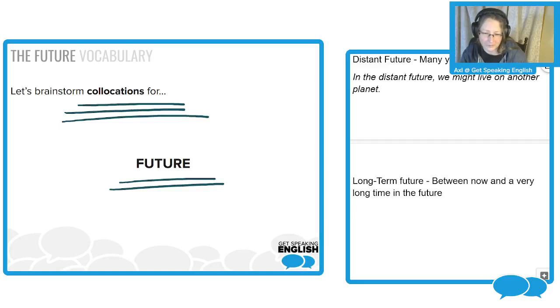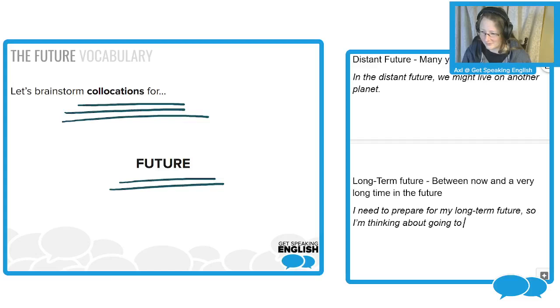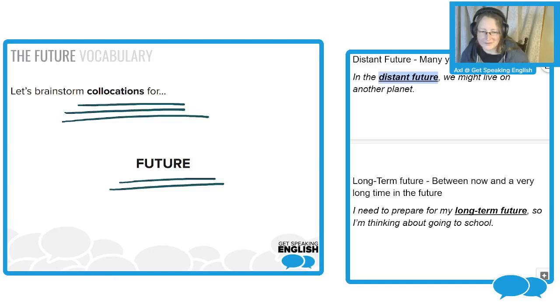So for example, it's like I need to prepare for my long-term future, so I'm thinking about going to school. So if I go to school, then obviously that'll put me in a good place for the long-term future. So for the rest of my life, maybe I will be in a much better place because of that. Alright, so distant future, long-term future. So those are great.